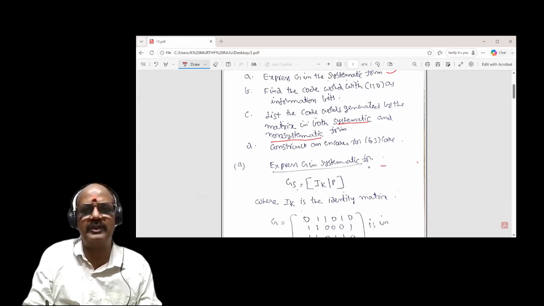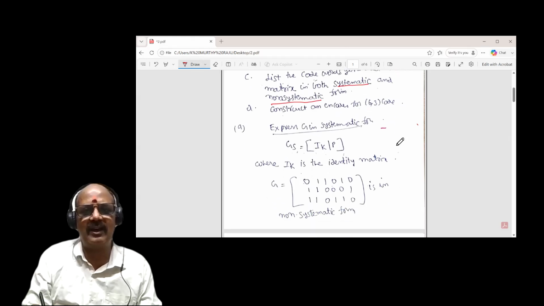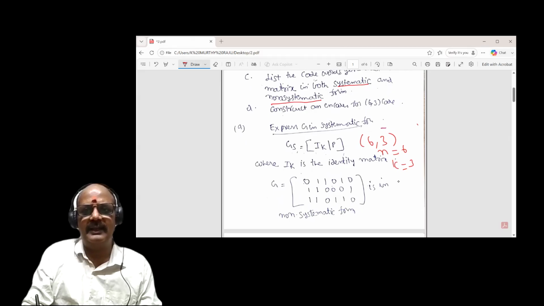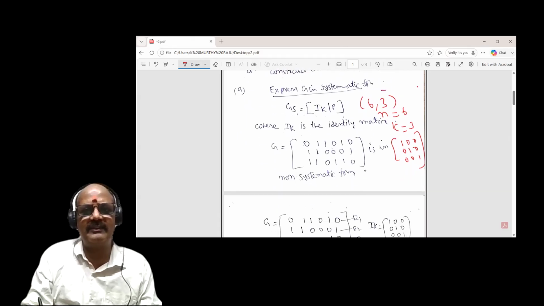Calculate the first one: express G in systematic form. G_S = [I_k | P], where I_k is the identity matrix. This one is a (6,3) linear block code, n = 6, k = 3. The 3 by 3 identity matrix is 1 0 0, 0 1 0, 0 0 1. This is the identity matrix. This is G in non-systematic form.